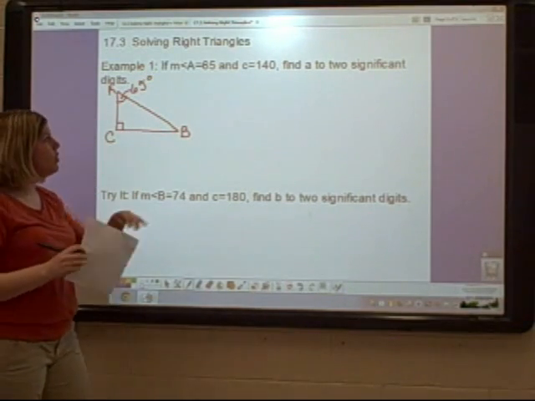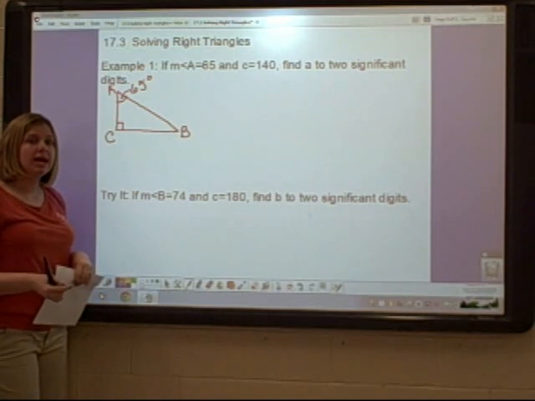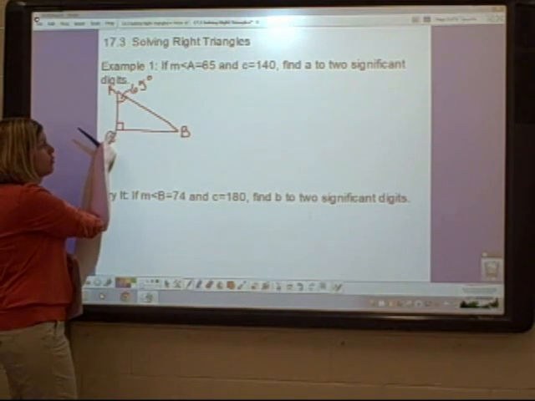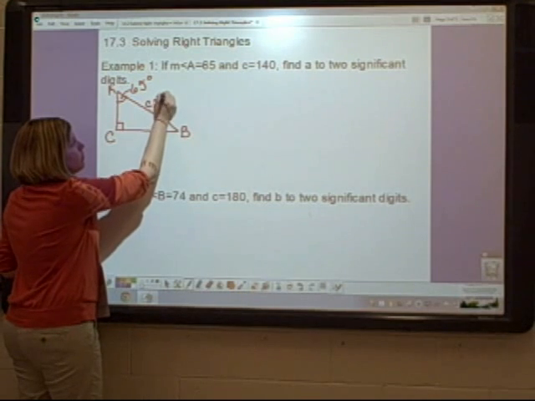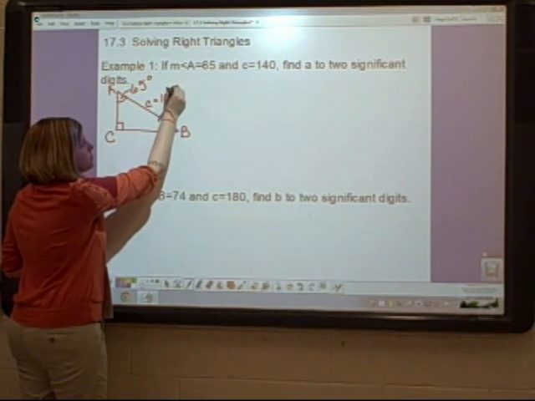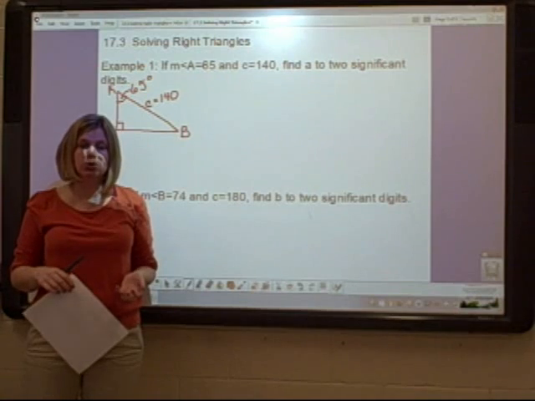And we also know that side C is 140. Well, side C is directly across from angle C. So this is side C, which is 140. And those are the only two measures that are given to us.